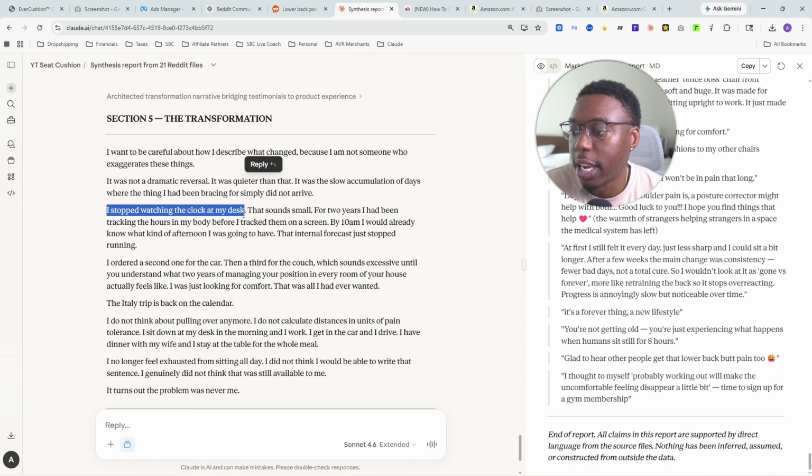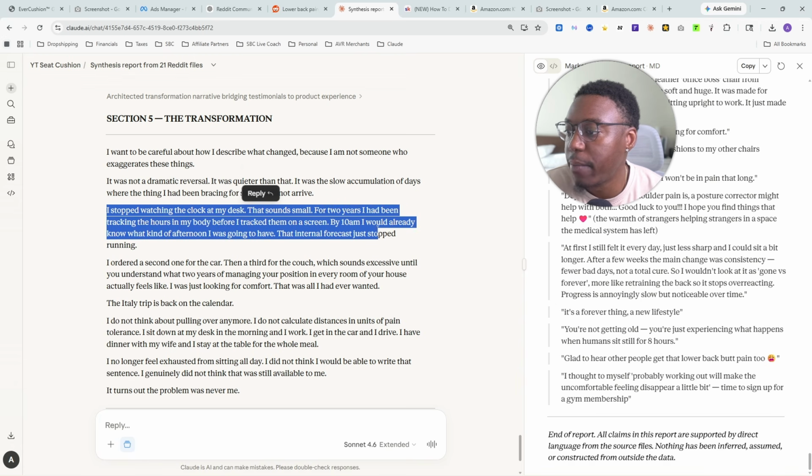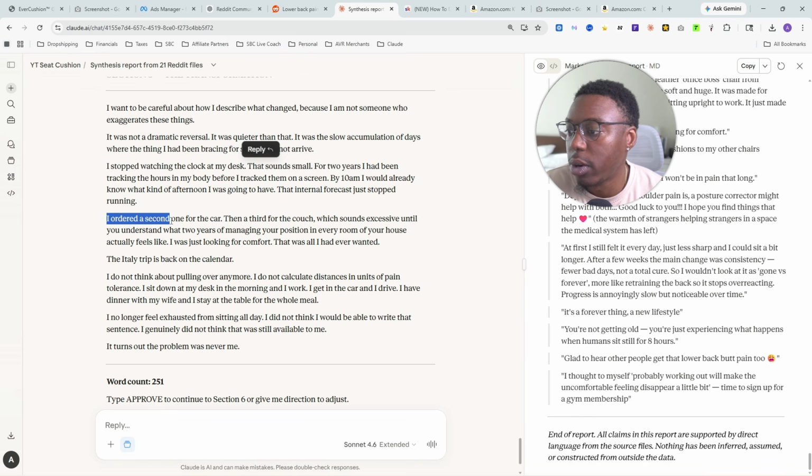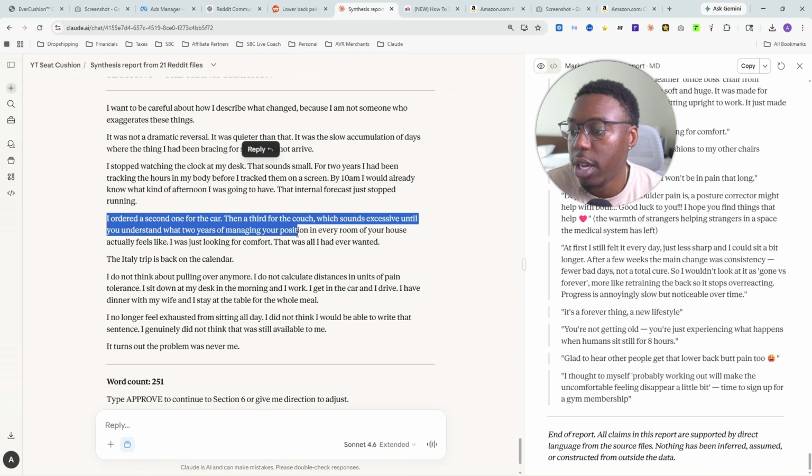I stopped watching the clock at my desk. That sounds small. For 2 years, I've been tracking the hours in my body before I tracked them on screen. At 10 a.m., I already knew what kind of noon I was going to have. The internal forecast just stopped running. I ordered a second one for the car, then a third one for the couch, which sounds excessive until you understand what 2 years of managing your position in every room of your house actually feels like. I was looking for comfort. That was all I ever wanted.